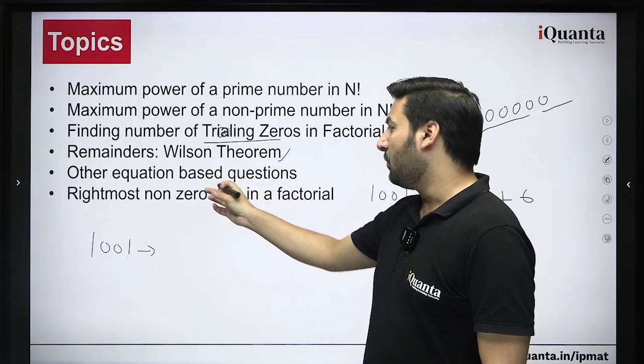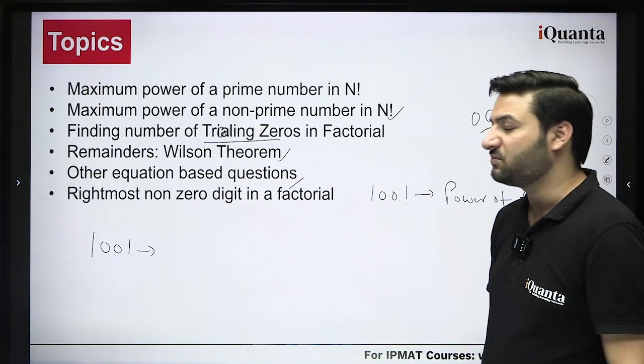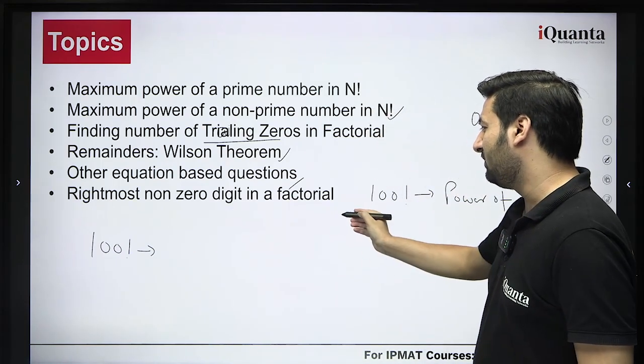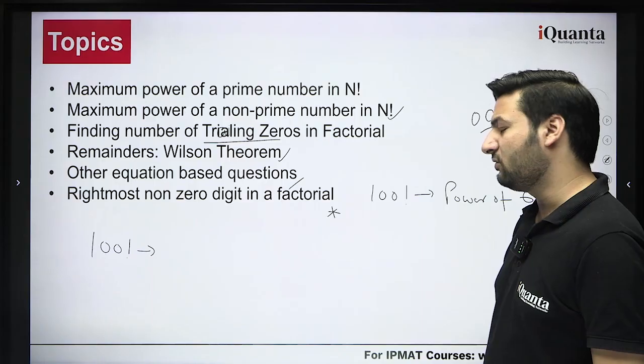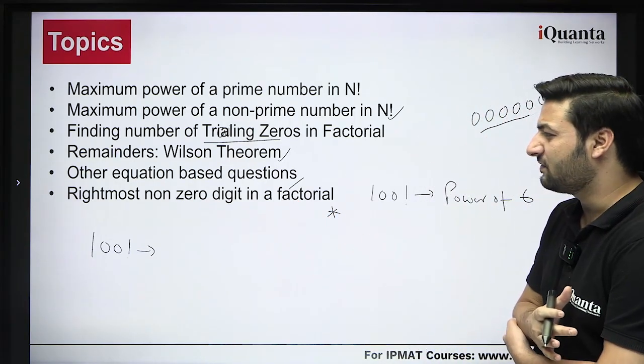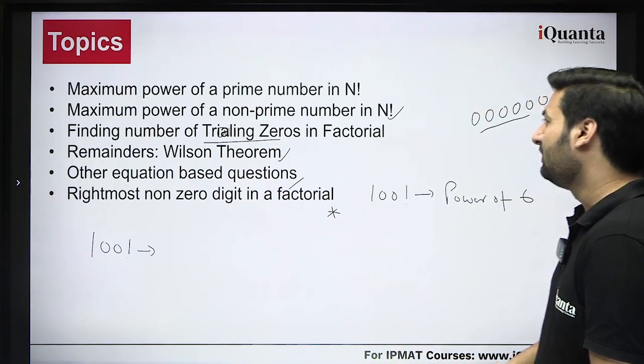Other equations based questions, okay. There can be some equation around factorials, we will solve some questions and you have to solve it. Rightmost non-zero digit in a factorial, this is not very important. I have not seen it in IPMAT, but this can be asked, okay. There are less chances of it coming in the exam straight away, but still because it is a part of factorials, we should learn it, fine.